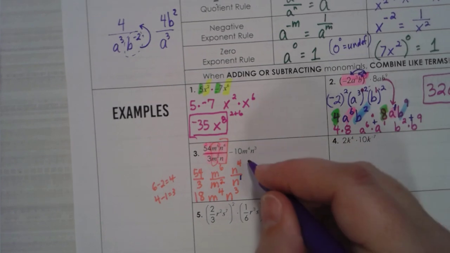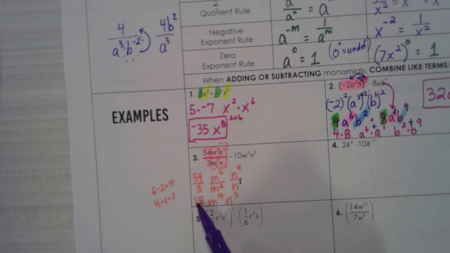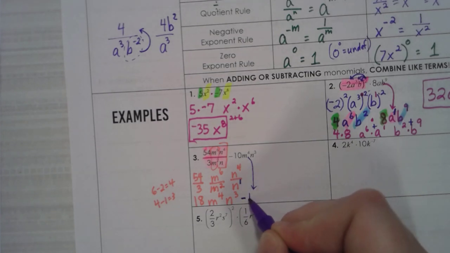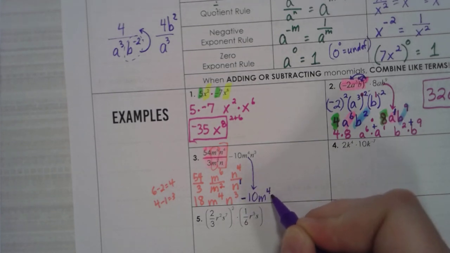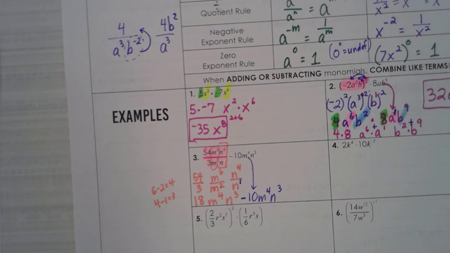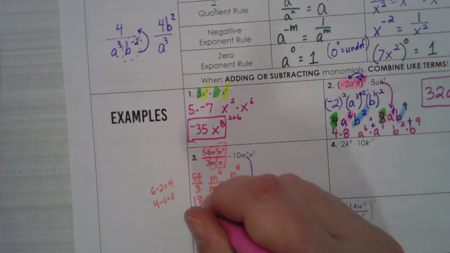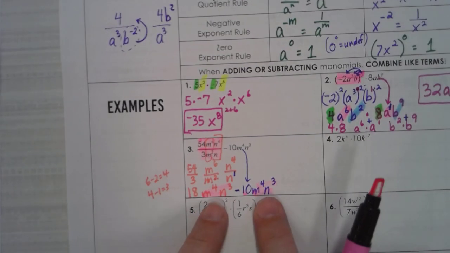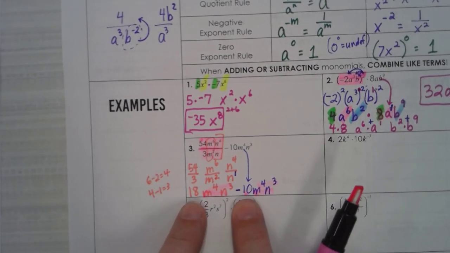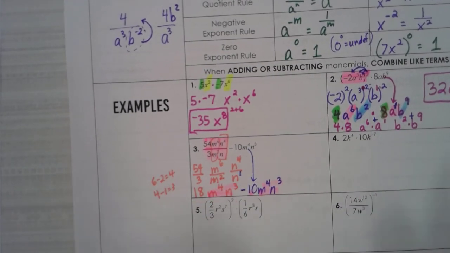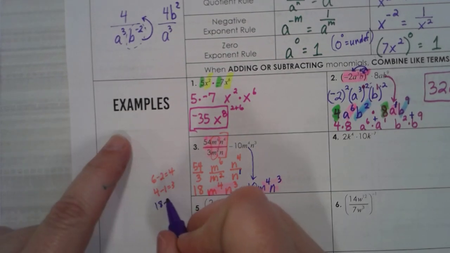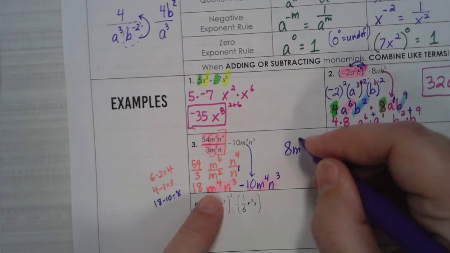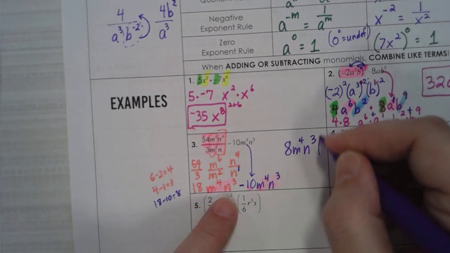Okay, so now all of that goes together. 18, m to the 4th, n to the 3rd, and now we're going to bring all this stuff down. Minus 10, m to the 4th, n to the 3rd. Hey, do you see how those have all the same variables and the same exponents? So if all of that's the same, I can just do whatever these numbers say. This is 18, take away 10. 18 take away 10 is 8. So my final answer is 8, and then all of that stuff, m to the 4th, n to the 3rd.